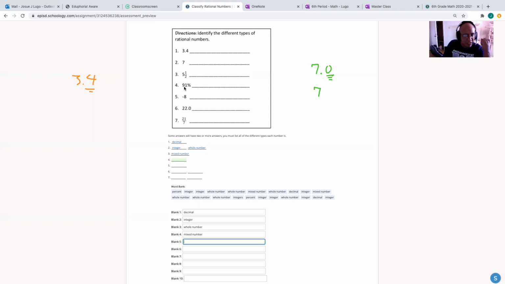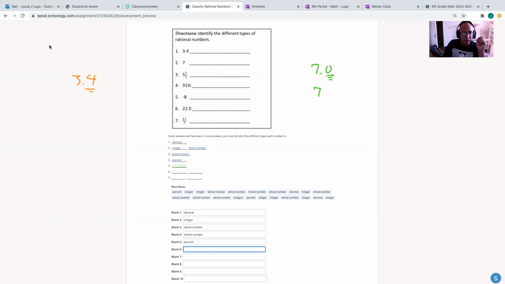Number 4, 91%. Again, we just talked about percentages. Typically speaking, percentages are going to yield a decimal value. This would actually be 0.91. So therefore, it is not an integer. And I'm just going to call this a percent.